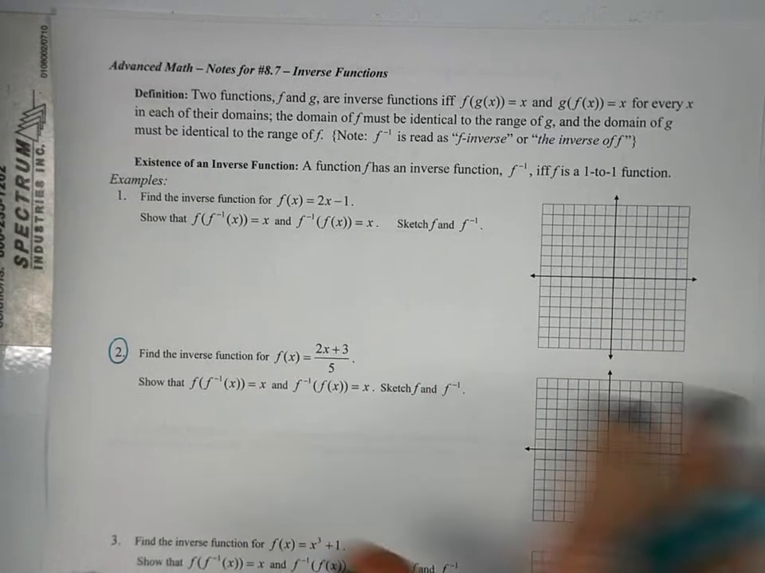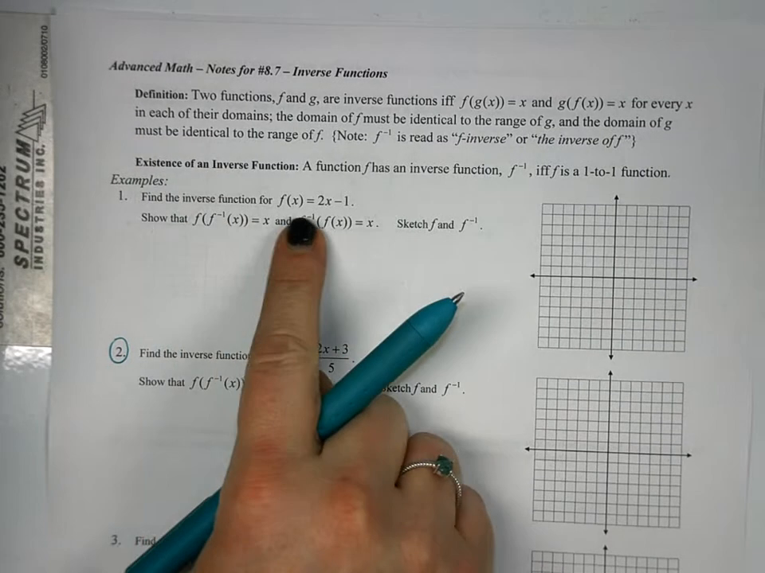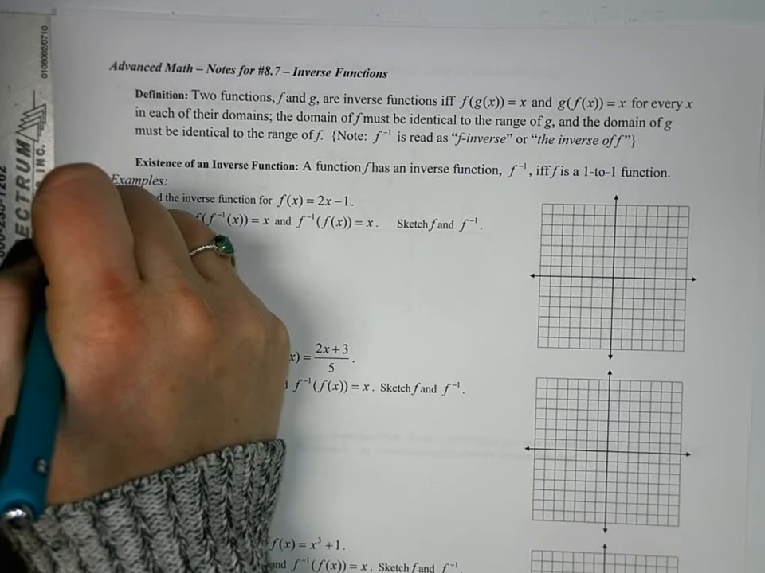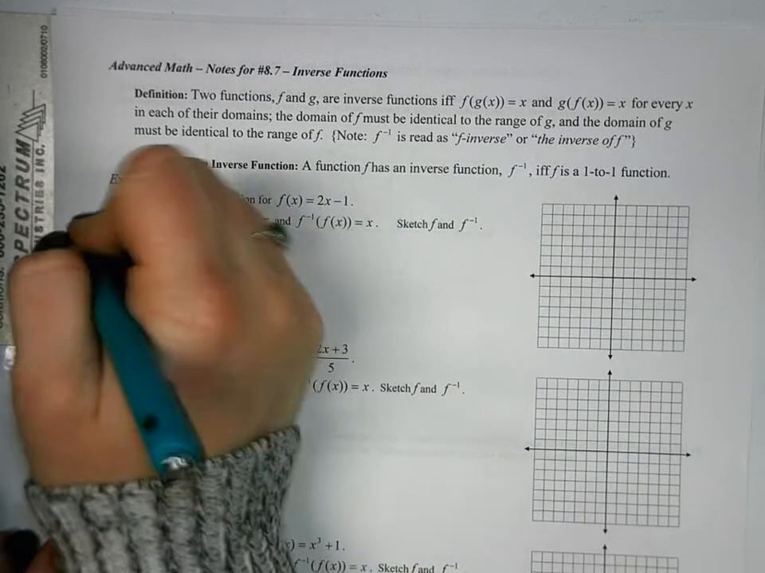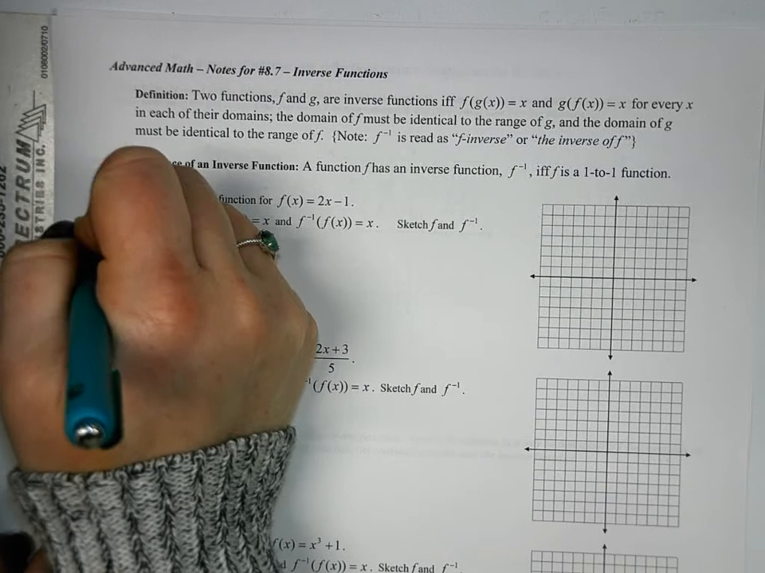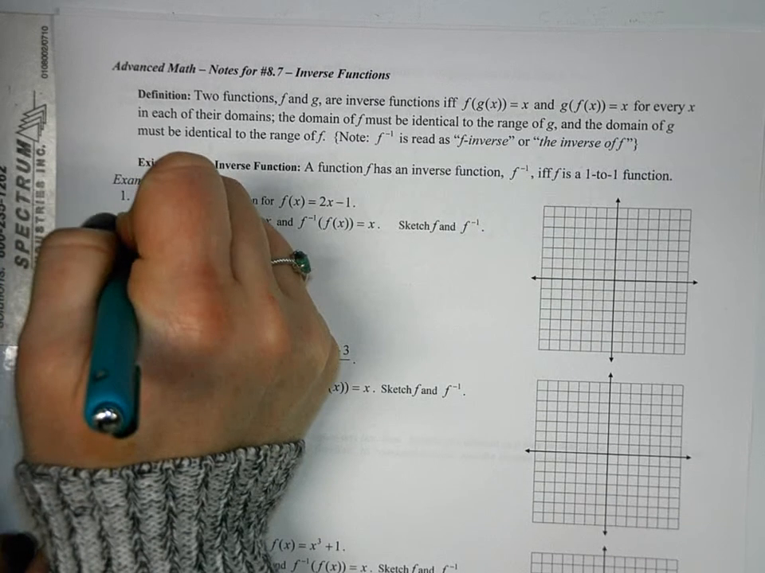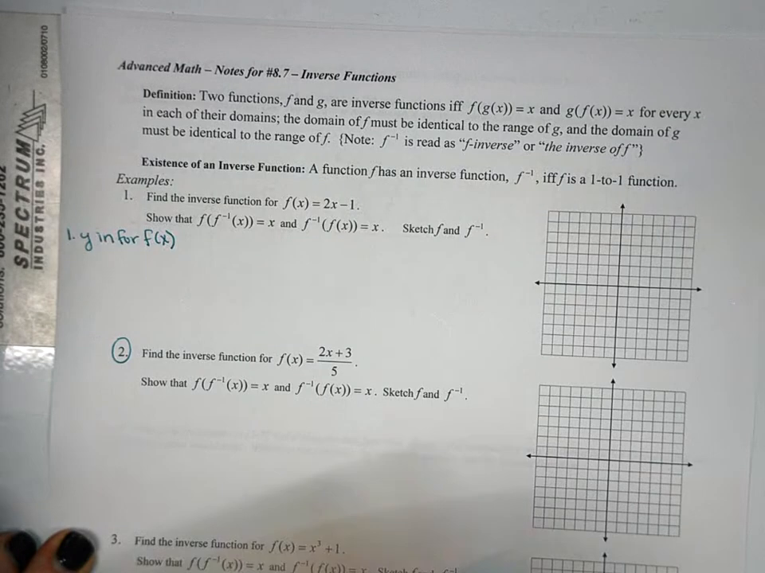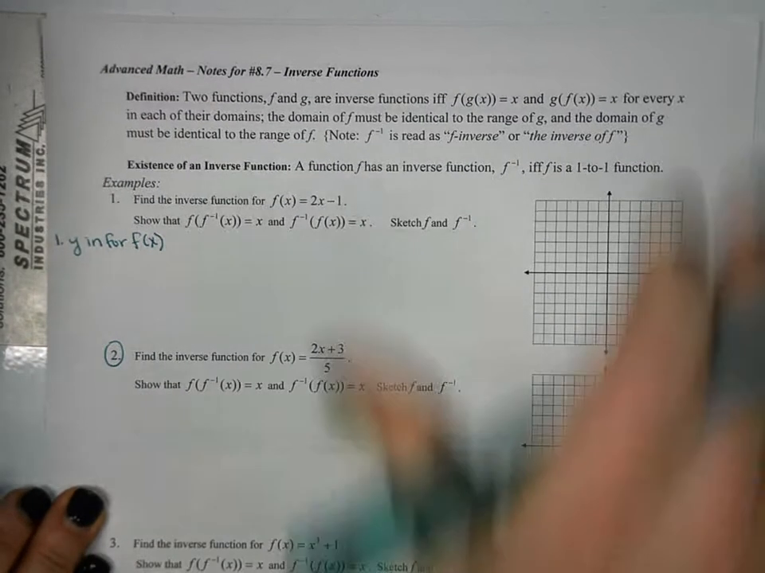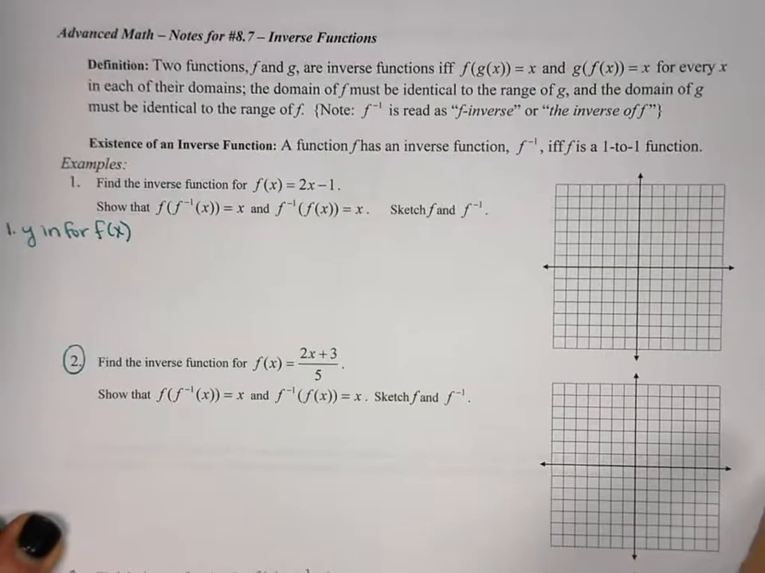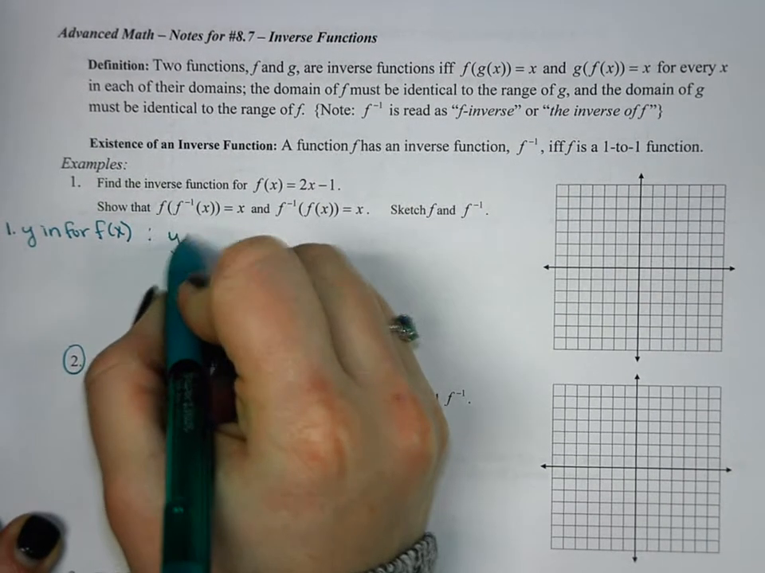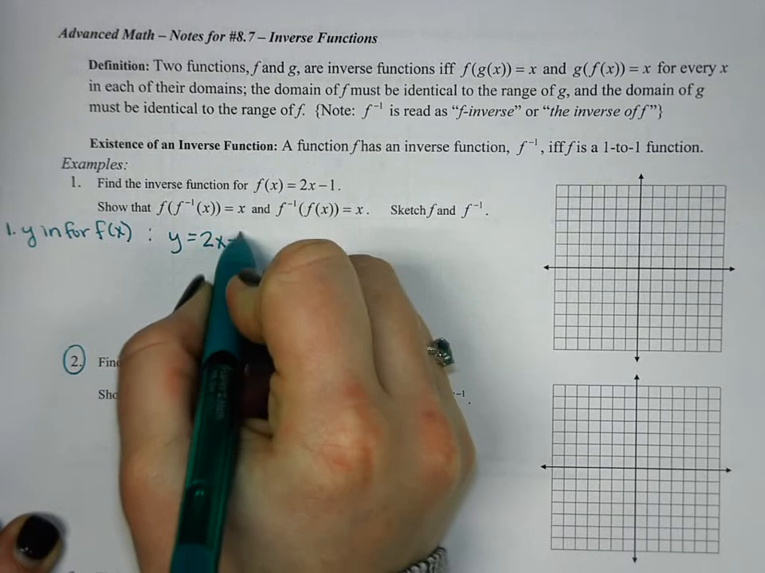To find an inverse, so our first question here is to find an inverse. This is a 3-step process. Step 1, put y in for f of x. So I'm going to write this as y equals 2x minus 1.